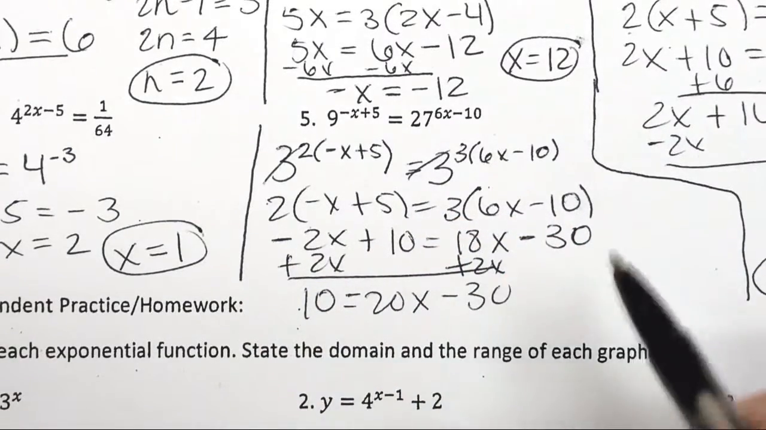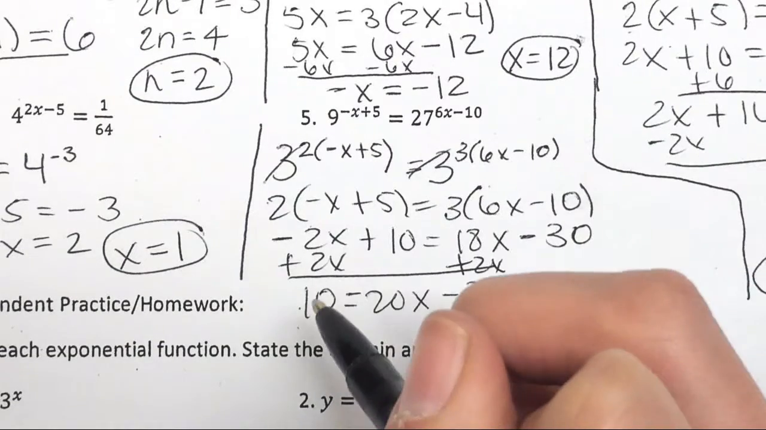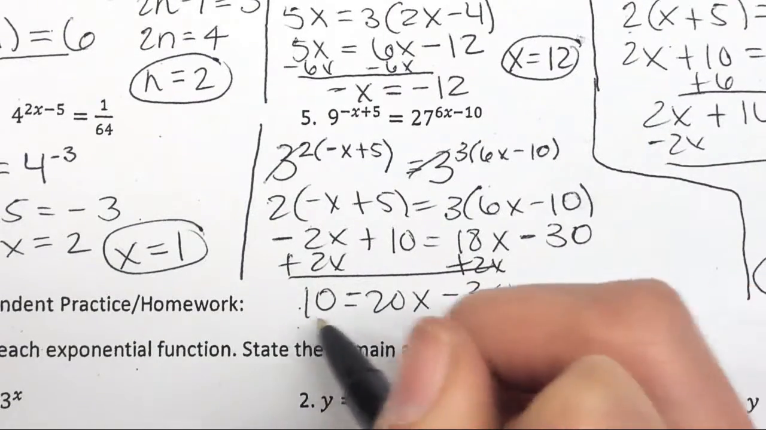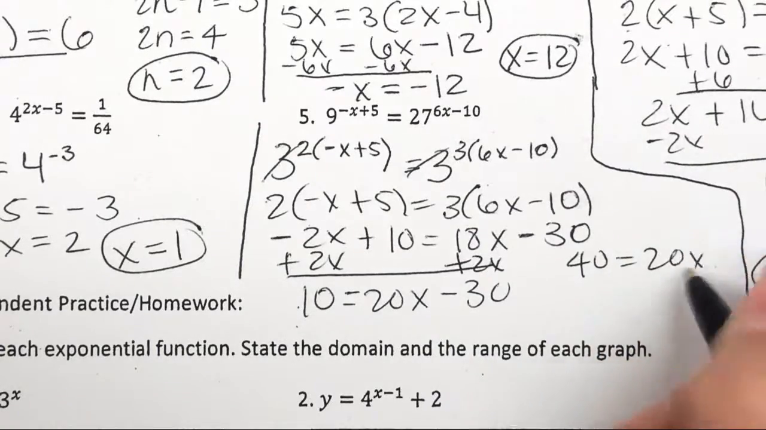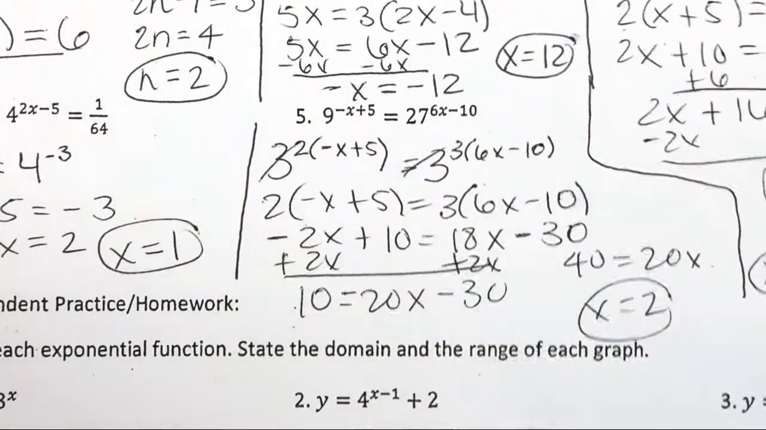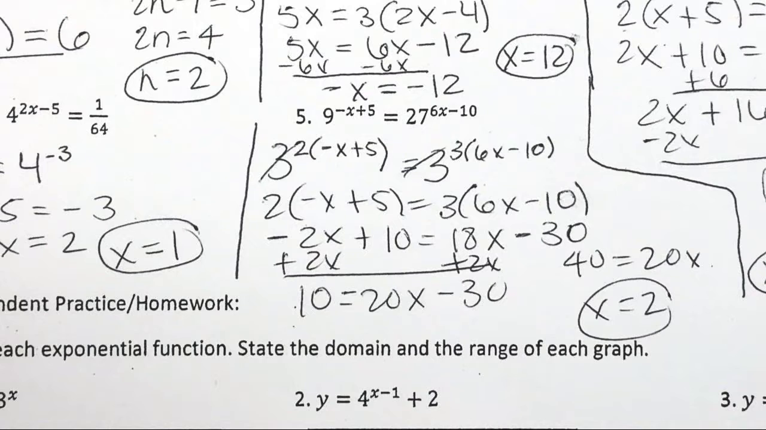Alright, then we'll have to move the 30 by adding it, right? So we'll get what equals 20x? And so x equals? Very good. Aren't these fun? Yeah. They're not bad at all. It's like a puzzle piece.